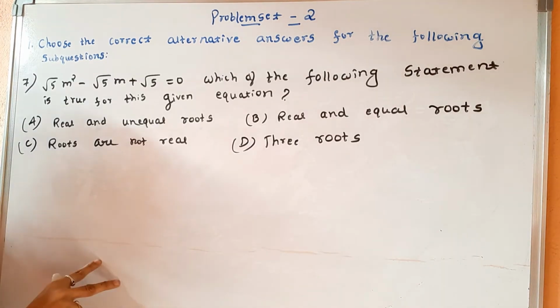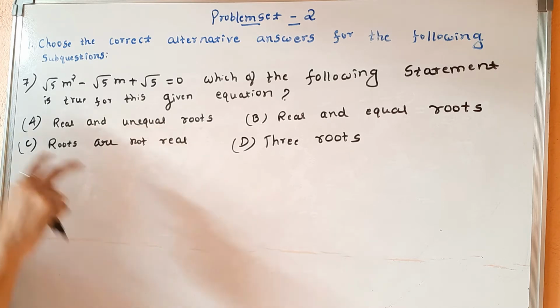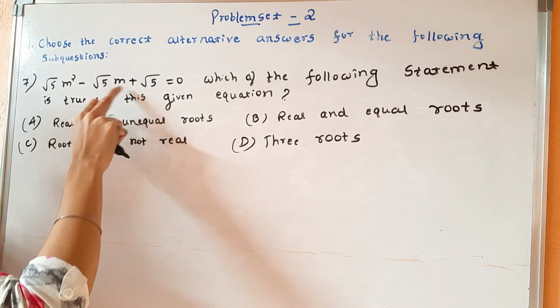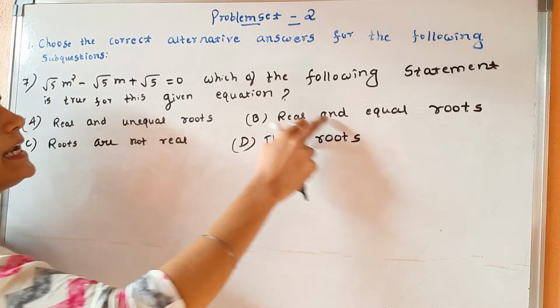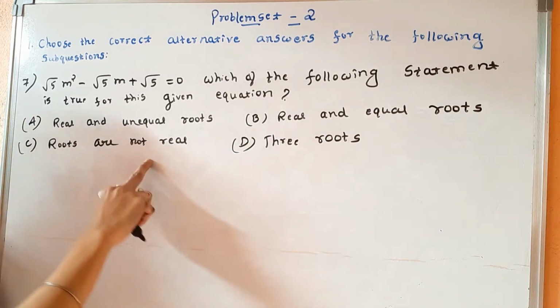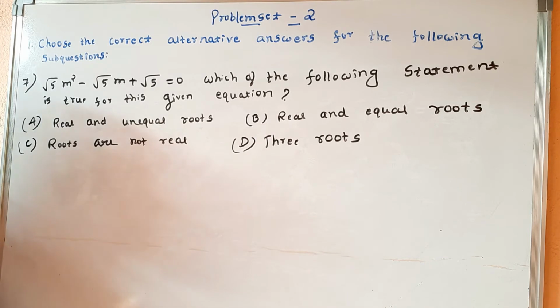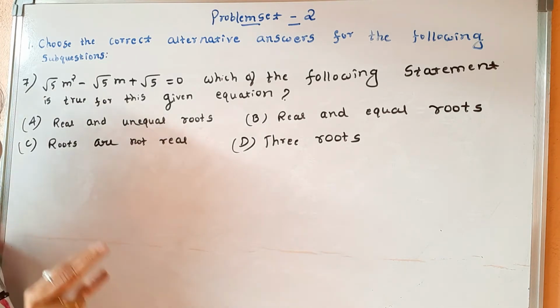Students, our next question is question number 7. Root 5 m square minus root 5 m plus root 5 is equal to 0. Which of the following statements is true for this given equation? That means we should check whether this equation has real and unequal roots, real and equal roots, or roots are not real. Let us check. How to check? First we have to find out delta.